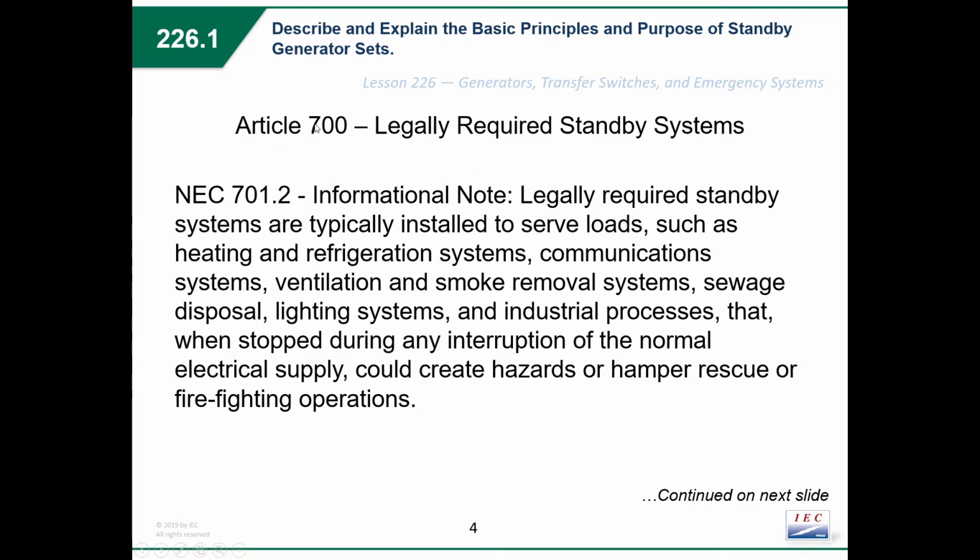I apologize, I should say Article 701 up there, legally required standby systems. Again, the informational note tells us that legally required standby systems are generally installed to serve loads such as heating and refrigeration systems, communication systems, ventilation and smoke removal systems, sewage disposal, lighting systems, and industrial processes that, when stopped during any interruption of normal electric supply, could create hazards or hamper rescue or firefighting operations. So, think about life safety and health. Is this going to majorly impact safety and health if this equipment stops? If so, odds are it could fall into a legally required standby system.